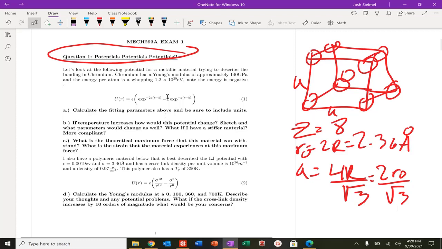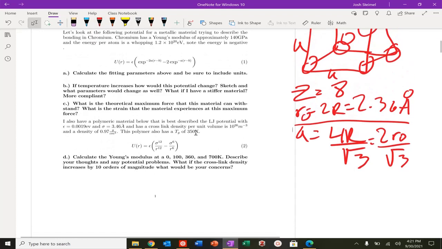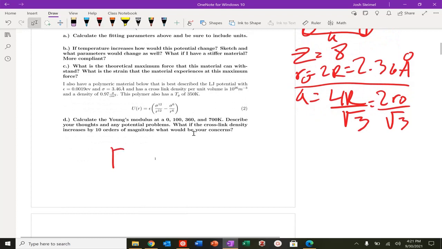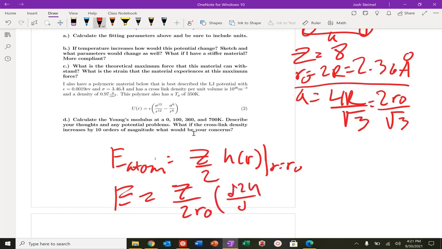So we're given this chromium. We're told the energy per atom is negative 1.2 times 10 to the 20 eV. We're given a Young's modulus. We already know what our R naught is, and we are asked to find these fitting parameters. So my energy per atom is going to be equal to Z over 2 times U of R evaluated at R equals R naught. And my Young's modulus is going to be equal to Z over 2 R naught times the second derivative of U with respect to R squared evaluated at R equals R naught.